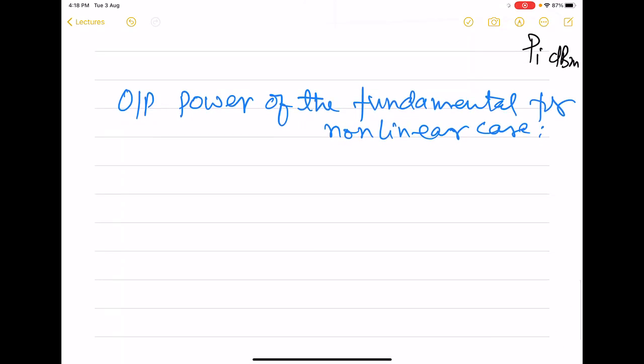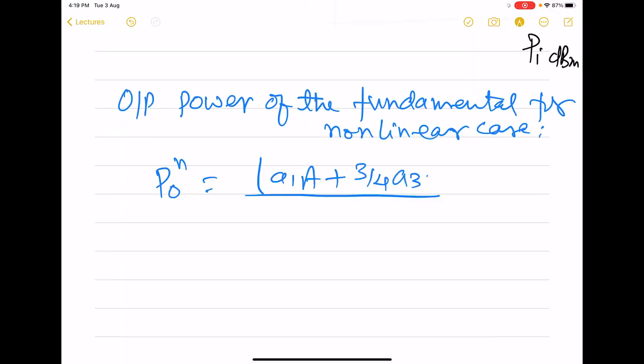So we had already found out the amplitude. So the output power for the nonlinear case is going to be amplitude square divided by 2R. The amplitude was found out as a1A plus 3 by 4 a3 A cube. So this was the amplitude, so its square divided by 2R. So this much watt of power will be contributed by the fundamental with third order nonlinearity of the amplifier.